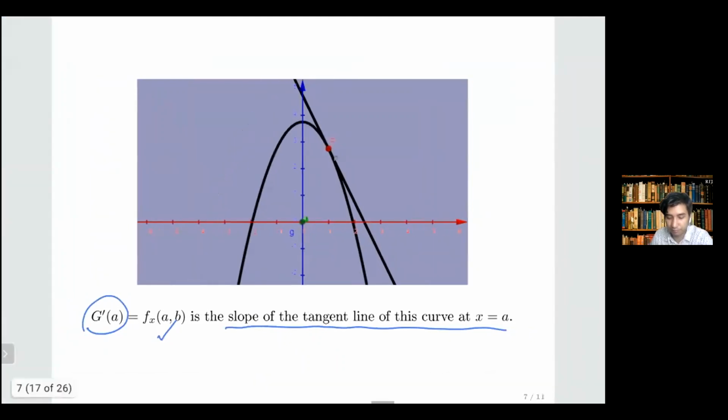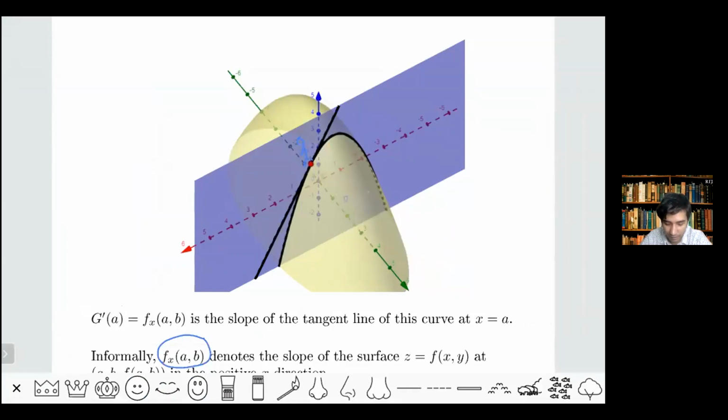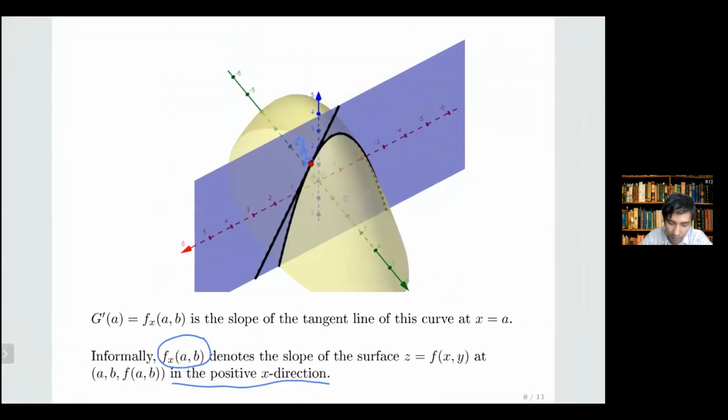So, if we go back to the three-dimensional version, the partial derivative evaluated at (a, b) can be thought of as the slope of the surface in the positive x direction. Imagine you are standing at the point x equals a, y equals b, and z equals f of (a, b). Now you can face the positive x direction, or the positive y direction, or any other direction.